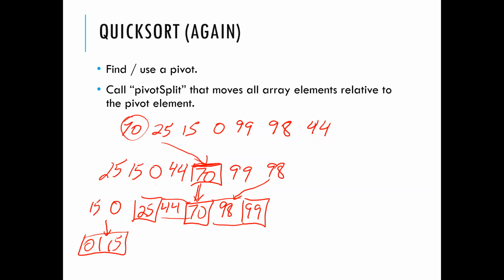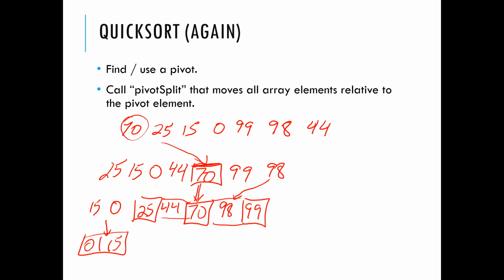Then I'm going to take every value and say, is this less than, equal to, or greater than 70, my pivot? Oh, it's less than. Put it on the left-hand side. Less than. Put it on the left-hand side. 0. Put it on the left-hand side. 99. Put it on the right-hand side. 98. Put it on the right-hand side. 44. Put it on the left-hand side.